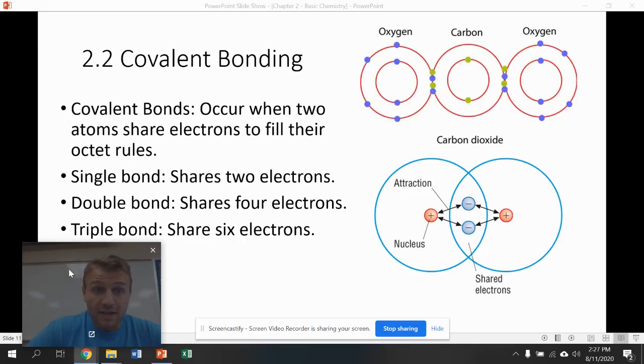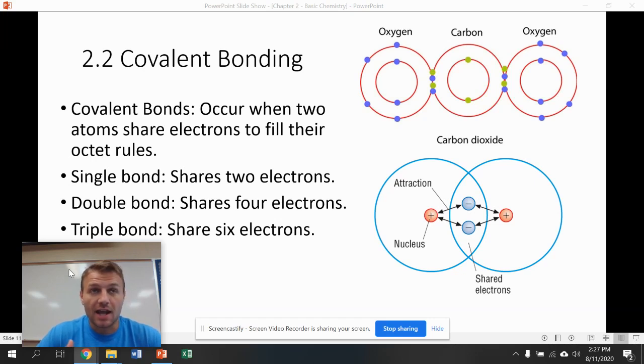So covalent bonds next. Covalent bonds occur when two atoms share electrons. And how I tell kids to remember the difference between the two is: ionic, give; covalent, share. Ionic, give, covalent, share. I can't stress to you how important knowing the difference between ionic and covalent bonds is. So again, covalent bonds occur when two atoms share electrons.